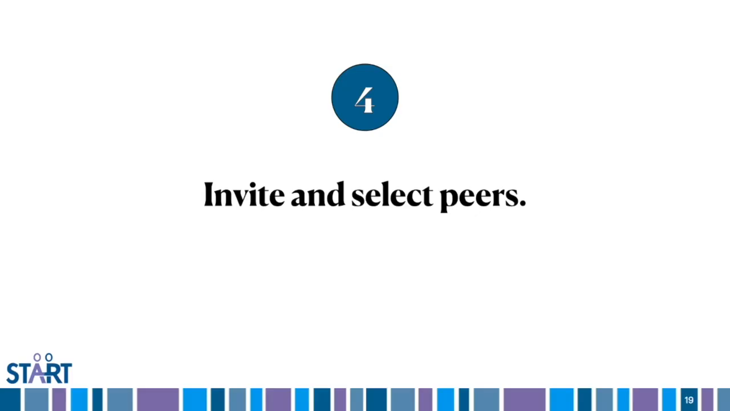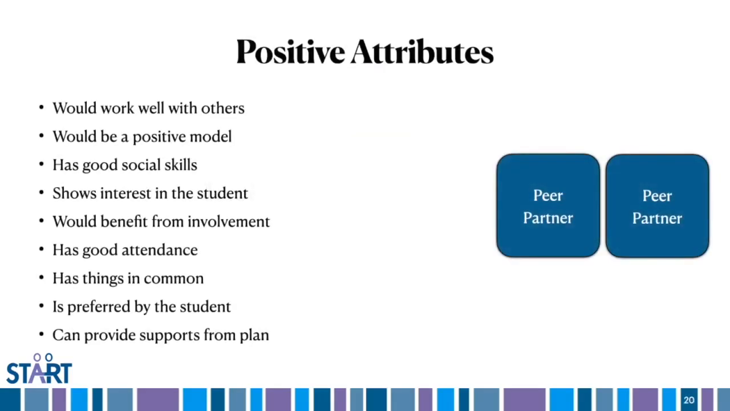And as I mentioned earlier, peer partners usually are students who are already enrolled in the class. But it's also common sometimes to involve other peers who attend the class with the student and are taking that peer-to-peer elective course. So both of those options are available to you. Now, in deciding which peers from a particular class to invite, there are some general qualities to consider. For example, you might notice which peers work well with others, which would serve as a positive model, which display appropriate social skills, which have demonstrated personal interest in the student they'd be supporting, which would benefit socially and academically from serving in this role, and which have good attendance.